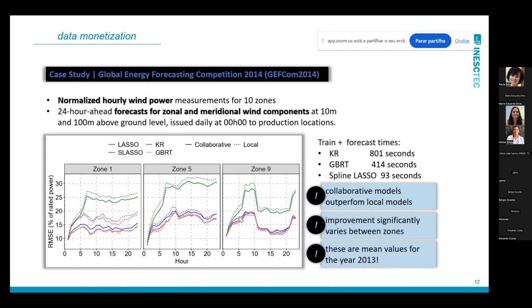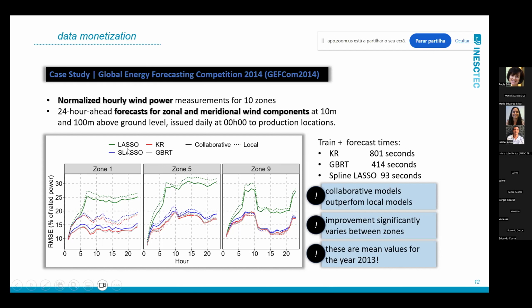So in general, we see that dashed lines are a bit worse than solid lines. So collaboration tends to help the forecasting models, although the extent of this improvement significantly varies across the zones. And this is a validation that we really need data markets, because if the improvement is different between zones, we need to create incentives for them to share data.